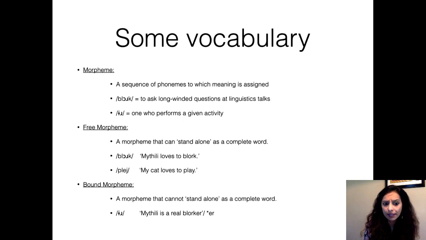So I've given you a couple of examples of morphemes. We can very often divide morphemes into 2. We can talk about free morphemes and we can talk about bound morphemes. A free morpheme is a morpheme that can stand by itself alone as a complete word. Examples of free morphemes are blork, as in Maithili loves to blork, and play, as in my cat loves to play. And bound morphemes are always attaching to a free morpheme. An example of this is the er, where you can say Maithili is a real blorker, but you can't really say Maithili is a real er.